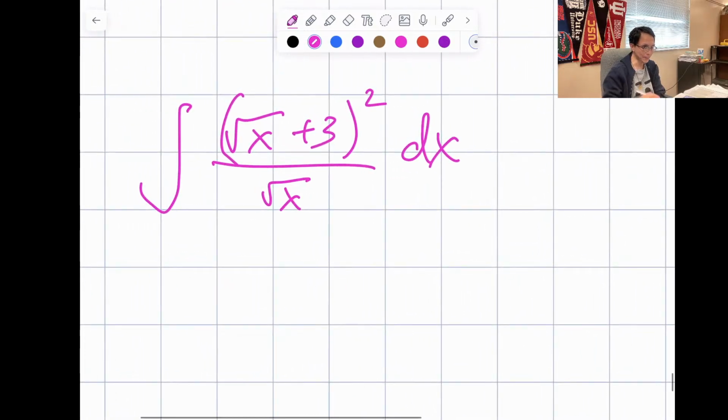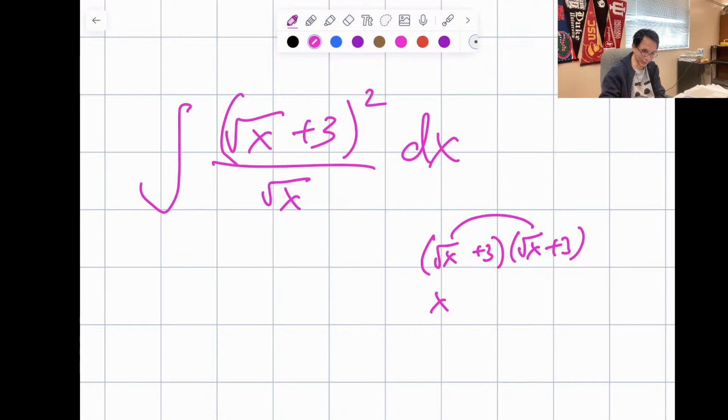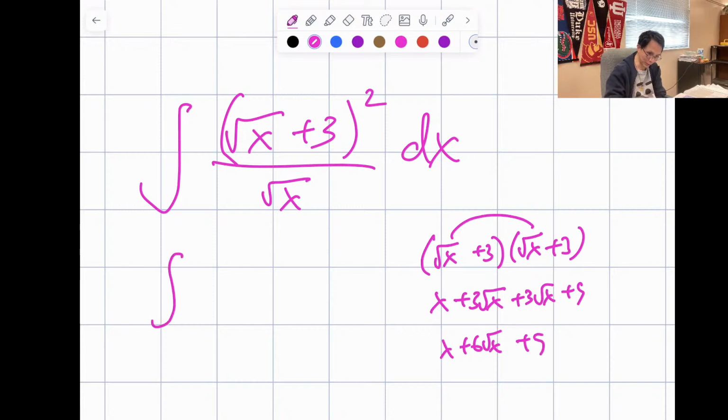If you find this, I will always think about algebra before I do calculus. What algebra thing can I do? Well, I cannot split yet. I can expand the top. So what I'm going to do is expand the top. And that's going to give you x plus 3 root x plus 3 root x plus 9. And that's going to be x plus 6 root x plus 9. That's equal to x plus 6 root x plus 9 over root x.